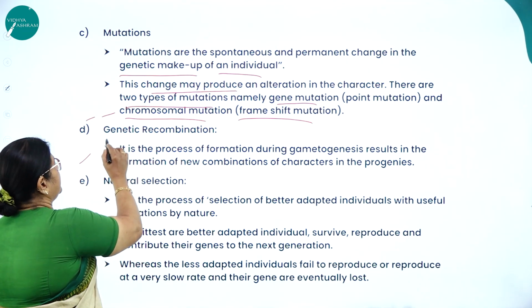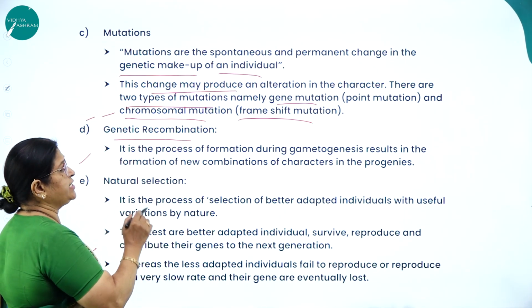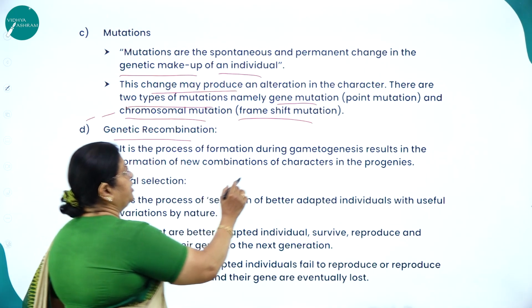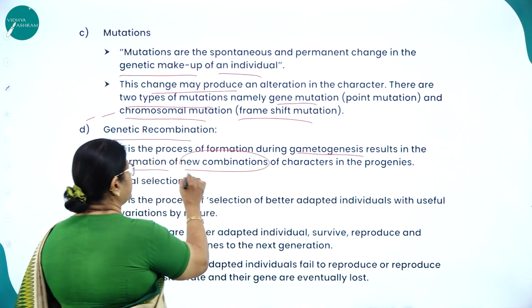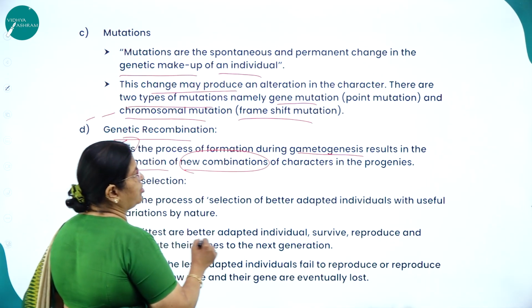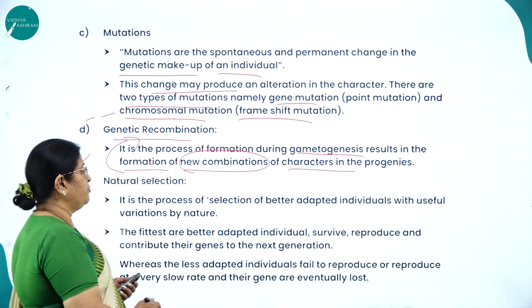Next factor, genetic recombination. It is the process during gametogenesis that results in the formation of new combinations. Hence the name genetic recombination of characters in the progeny.